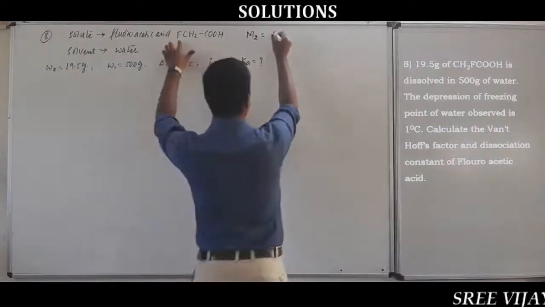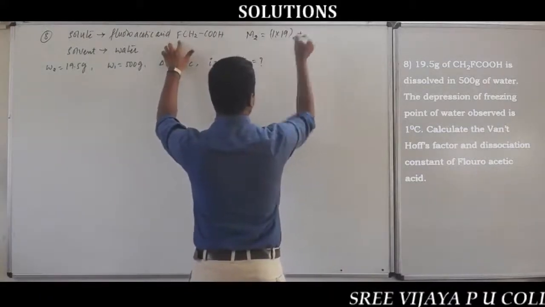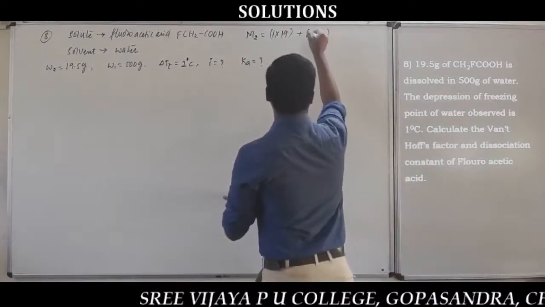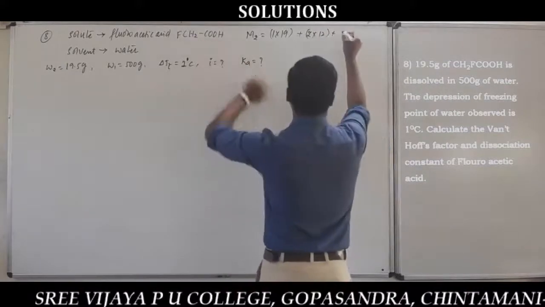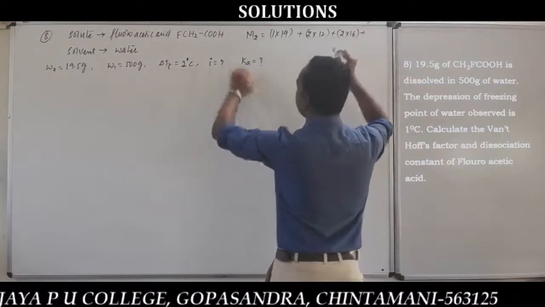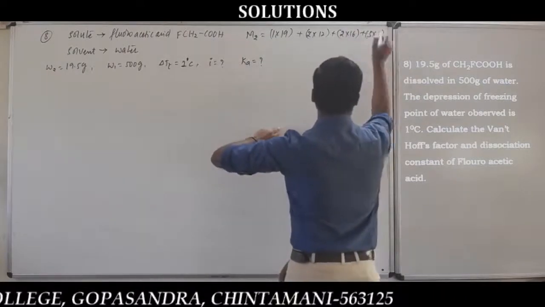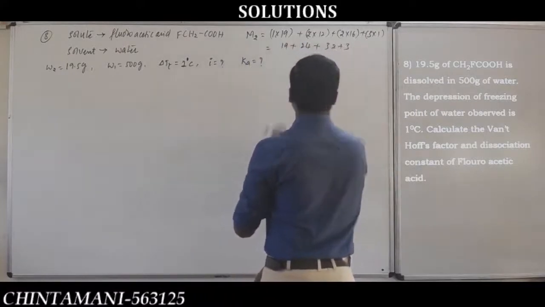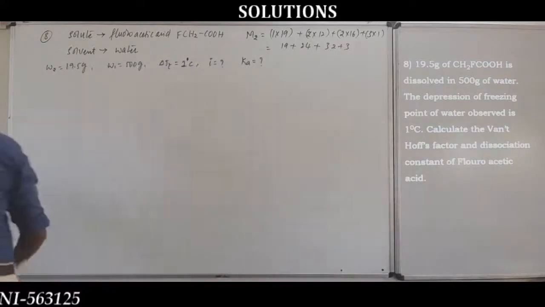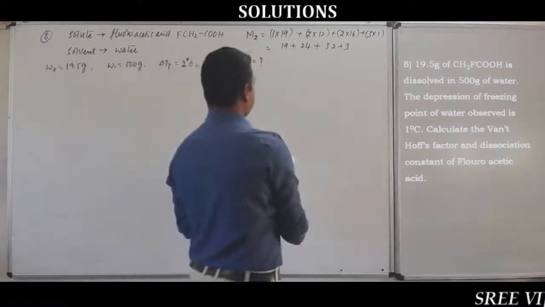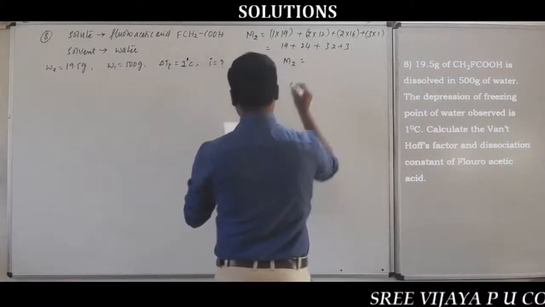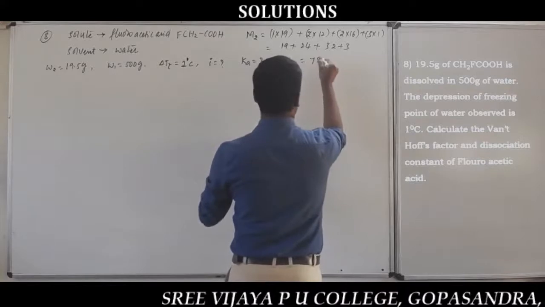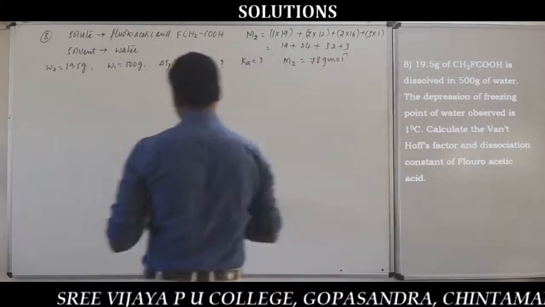Fluorine atomic mass is 19, atomic number 9. Carbon is 2 into 12, oxygen is 2 into 16, and hydrogen is 3 into 1. So that is 19 plus 24 plus 32 plus 3. So what is the molar mass? M2 is equal to 19 plus 24 plus 32 plus 3, that is 78 gram per mole. That is the molar mass of solute.